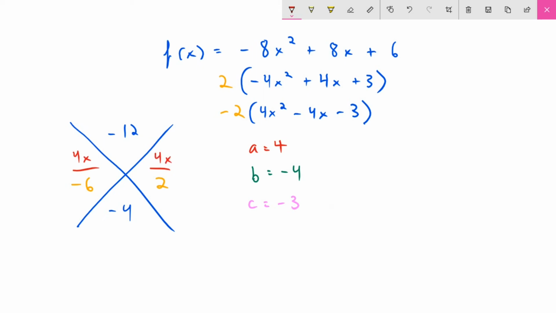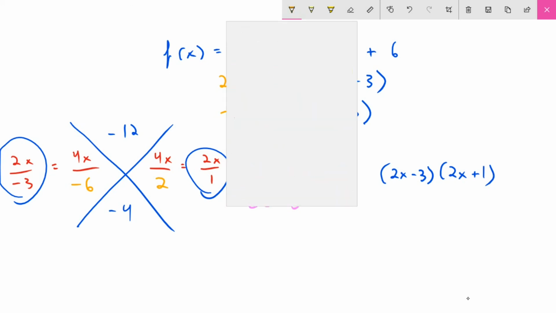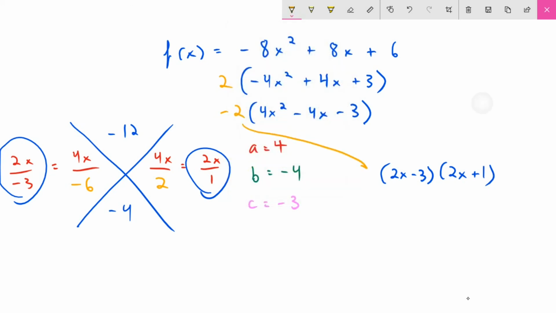Now I'm going to simplify both my fractions. On the left one, it's going to be 2x over negative 3. The right one's going to be 2x over 1. So that means using these two fractions, my factored out form is going to be 2x minus 3 times 2x plus 1. However, what are we forgetting here? We need to bring down this negative 2 that we took out earlier. So there's a negative 2 on the outside right here. And our factored form is negative 2 times 2x minus 3 times 2x plus 1.